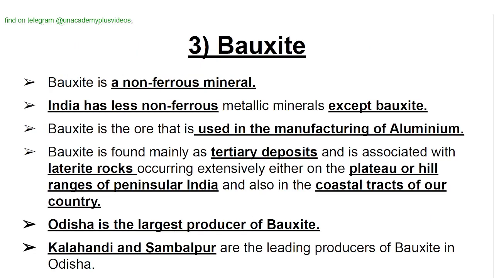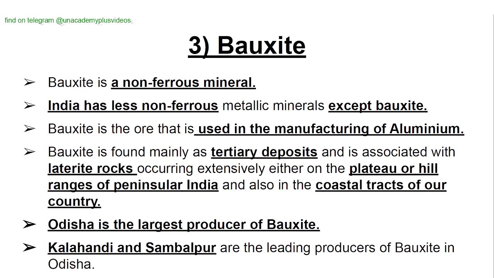Bauxite is a non-ferrous mineral. India has less non-ferrous metallic minerals except bauxite. Bauxite is the ore that is used in the manufacturing of aluminium. Bauxite is found mainly as tertiary deposits and is associated with laterite rocks, occurring extensively either on the plateau or hill ranges of peninsular India and also in the coastal tracts of our country.